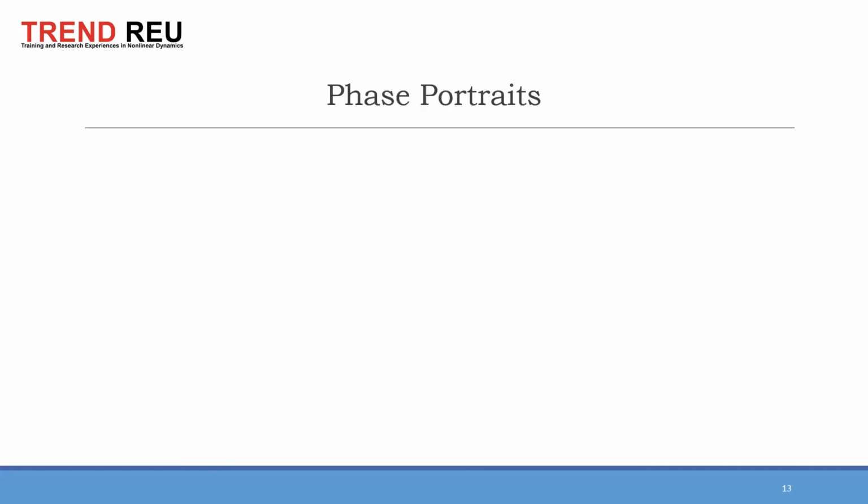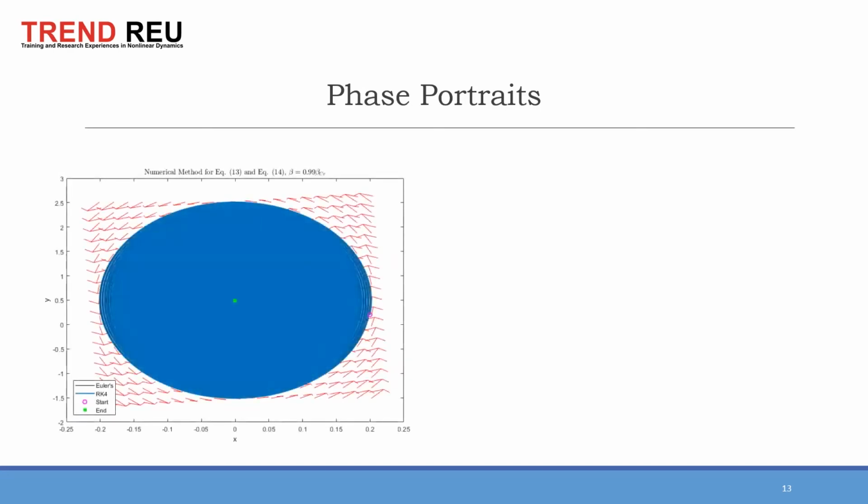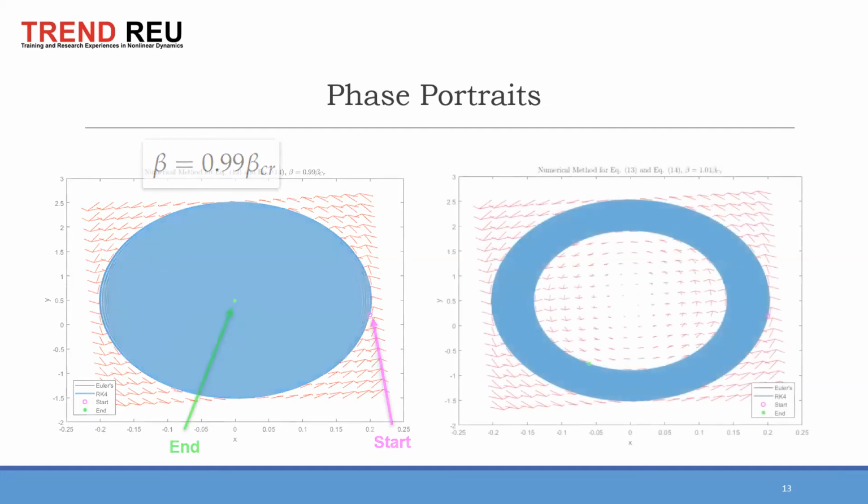So first, we start with a phase portrait. A phase portrait shows how a system changes from an initial state and how it adapts its state over time. So we have a system with this open loop beta, which is before the Hopf bifurcation, and we see it starting at this pink arrow. As we traverse it, as we go towards the end, we notice that it actually converges to a focal point at the center. That's stable.